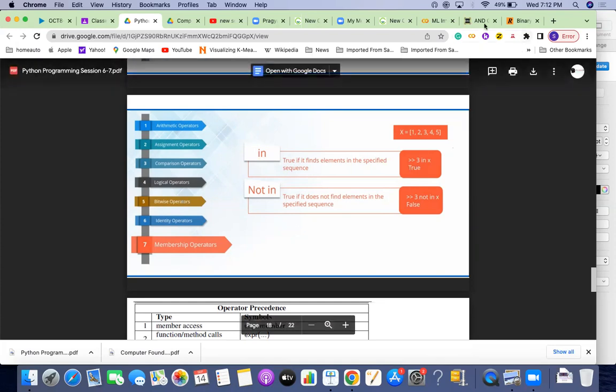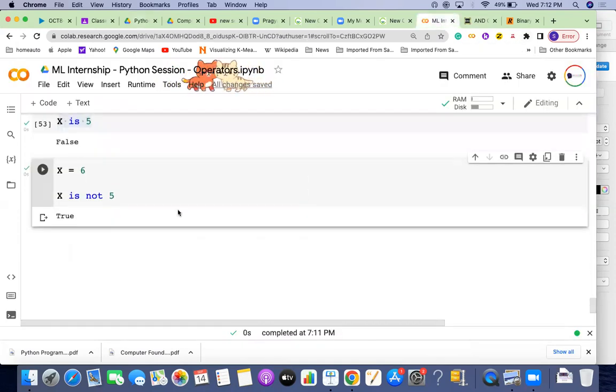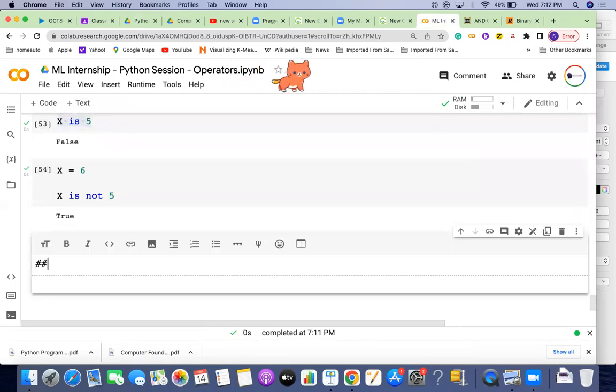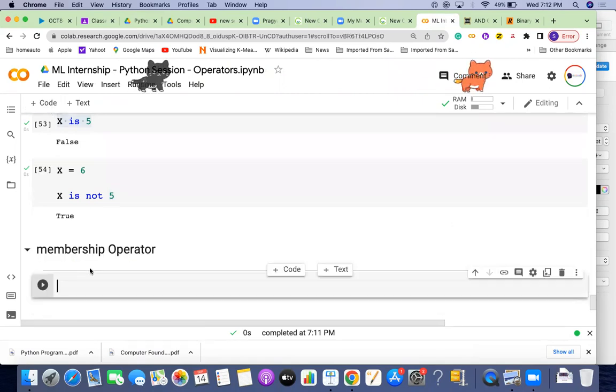To explain that, I will use a list. I am not explaining lists right now, but I will just create a list and then explain the membership operator. So I assume this is a list: A is equal to a list of something like 1, 2, 3, 4.